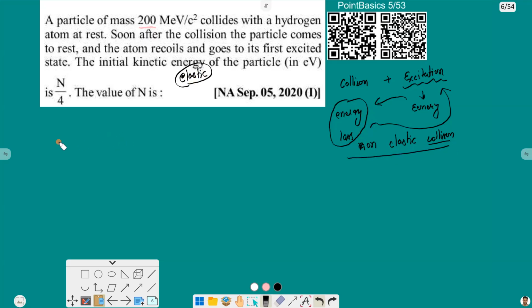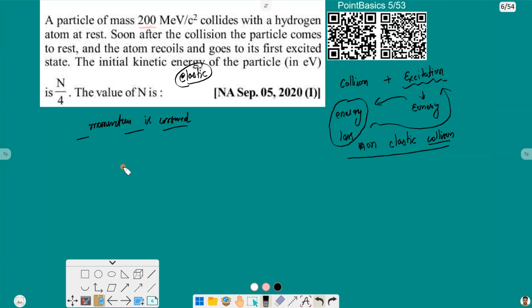So in terms of non-elastic collision, what is conserved? Only momentum. Here momentum is conserved, not the energy. Only momentum is conserved. So let's start.